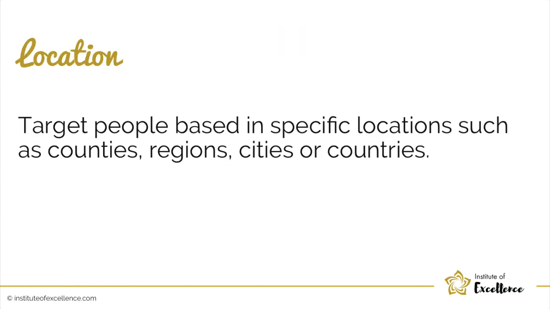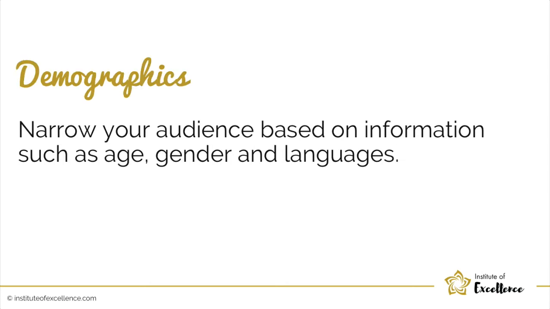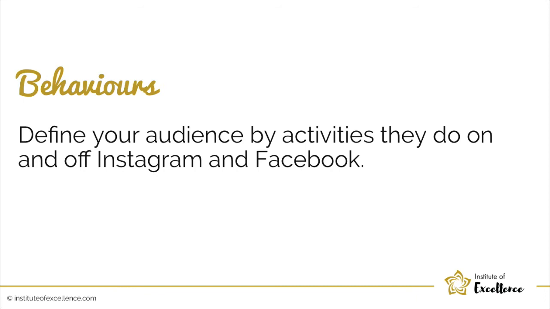Now, location, what we looked at was targeting people based in specific locations such as countries, regions, cities, or counties, which is more specific to the US or particular countries. Interests, we're looking at reaching people based on interests such as the apps they use, ads they click on, and accounts they follow, like I gave you the example with Social Media Examiner. Demographics, narrowing your audience based on information such as age, gender, and languages. All the different behaviors, defining your audience by activities they do on and off Instagram and Facebook for that matter.